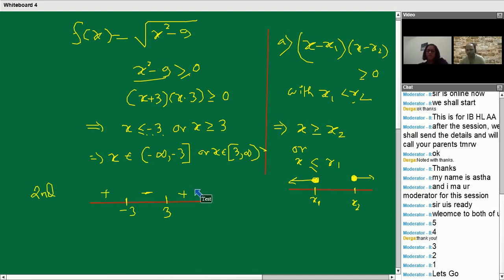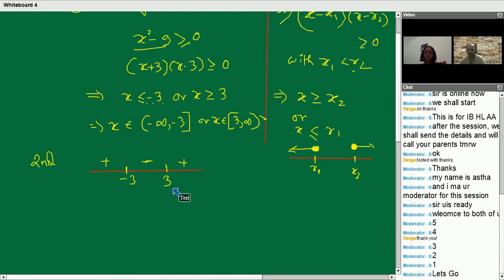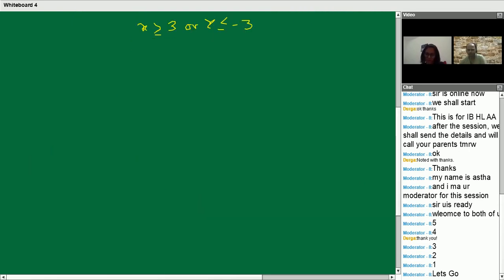So it means to the right of 3 you are getting positive, and to the left of negative 3 you are getting positive. In between it is negative. So you can see that it's only positive or equal to 0. A negative value is not possible. Once you substitute 3, it is 0, and once you substitute negative 3, it is 0. So don't you think the domain would be this, using the sign diagram? Yeah. Okay.